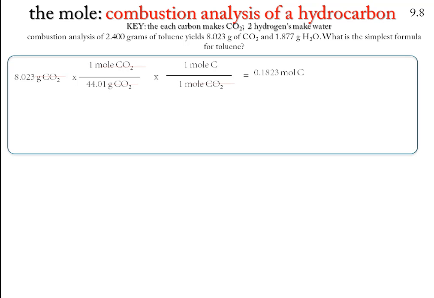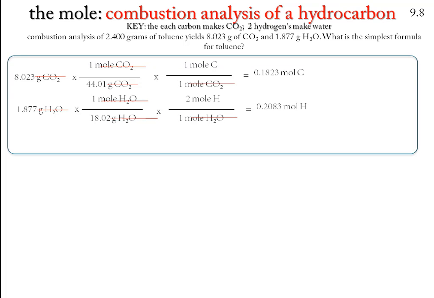Do the same for water. 1.877 grams of water is a little more than 1/10 of a mole of water. And anytime you have a mole of water, it contains 2 moles of hydrogen that was present in our starting material. So we have that many moles of hydrogen. If you calculate it through, you'll see all 2.4 grams are accounted for. And that's your formula right there.